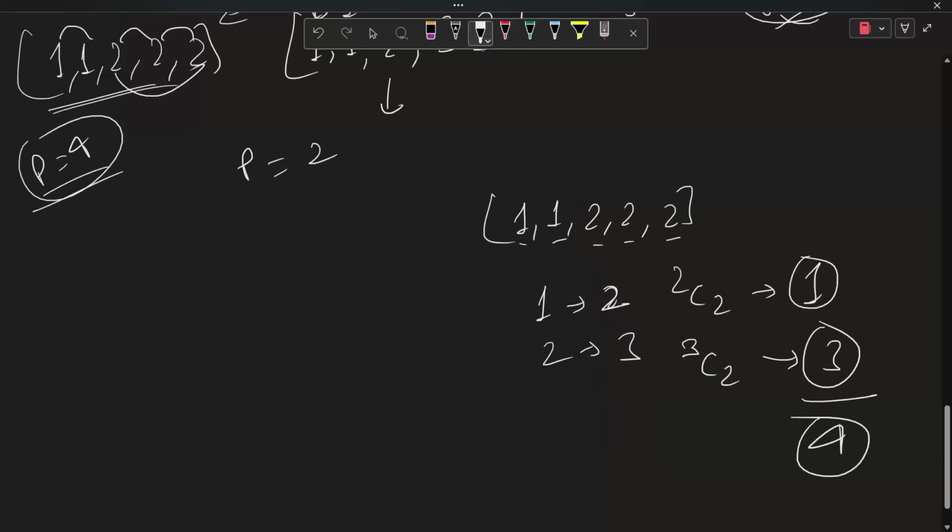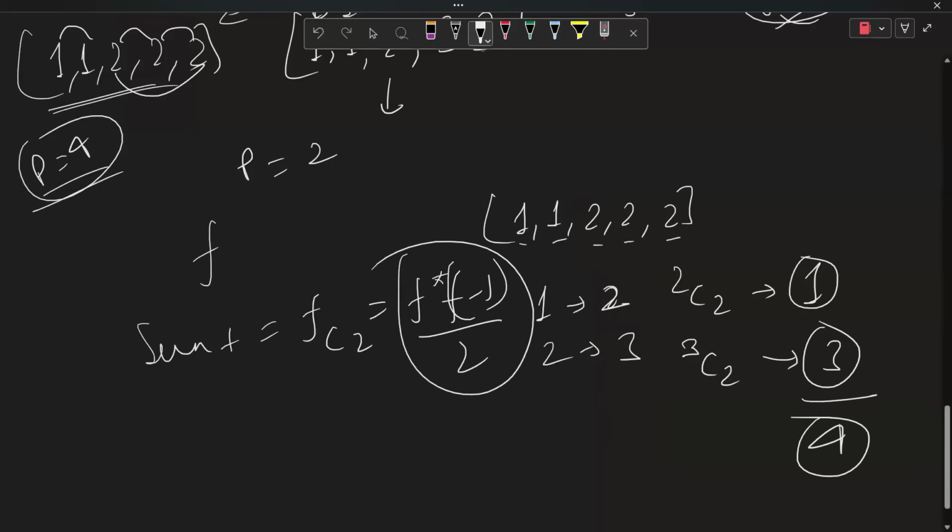So basically, calculate the frequency array, and for every element, if your frequency is F, then add to the sum FC2. What is FC2? It is F into (F minus 1) by 2. So for every frequency, just add F into (F minus 1) by 2 and sum them up. You would get the value of p. This is the way to calculate p. Now you know mathematically how you can calculate p. Now, what replacement should you do so that you can maximize this overall p?